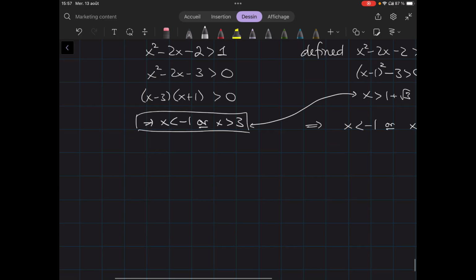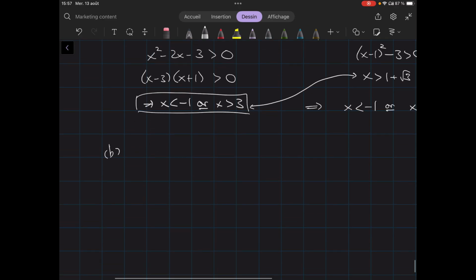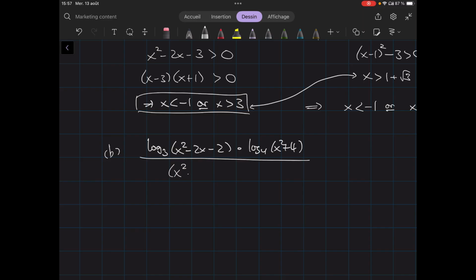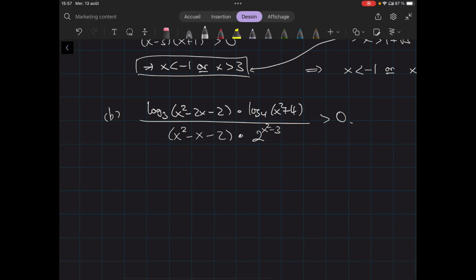Moving on to part B. This is where it gets very tricky. Obviously, when you see a question like this, you will try your best to find ways to not deal with every single component here. How do we do that? We just looked at this part in part A. So let's look at log base 4 of x squared plus 4.